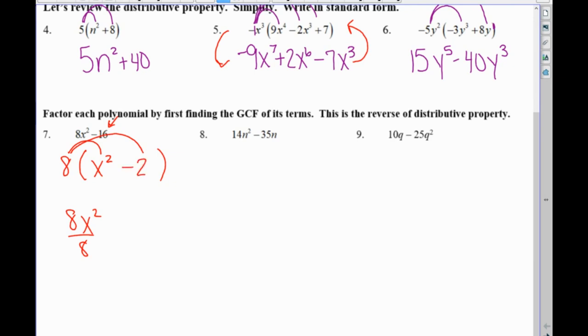Negative 2. Again, it's like you're dividing. I had a negative 16. I'm pulling an 8 out of that. That leaves me with negative 2. So your final answer is 8 times x squared minus 2.